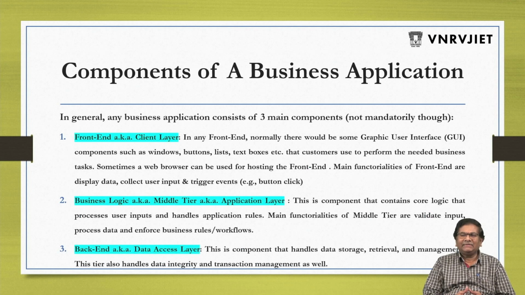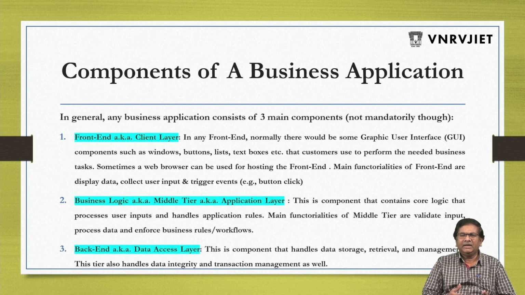Now, components of a business application. You take any business application, not even a business application, any application. Normally, there are three things in an application. In general, any business application consists of three main components. Well, it's not necessary that all three should be there in all applications, but mostly the business applications will have these three things. Now, what are those three things? Front end or client layer.